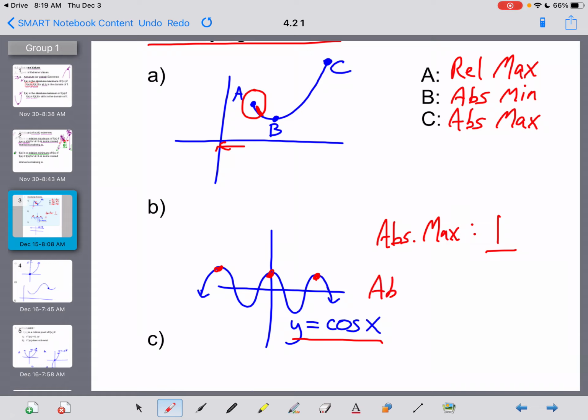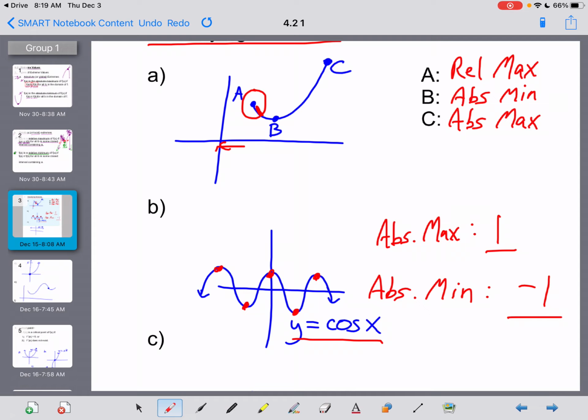Going along with that, I think you guys know what's coming next. We have an absolute minimum here. The lowest our y value is ever going to get is -1. And again, that occurs an infinite number of times or at an infinite number of points. But in terms of the actual absolute minimum, there is only one, and that is -1.